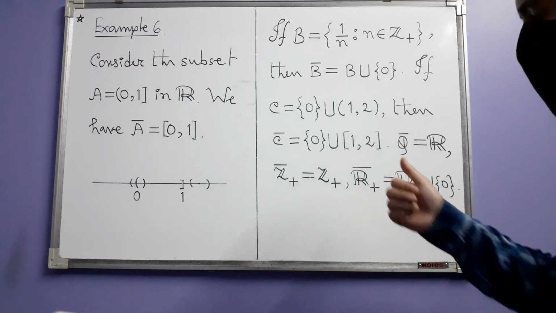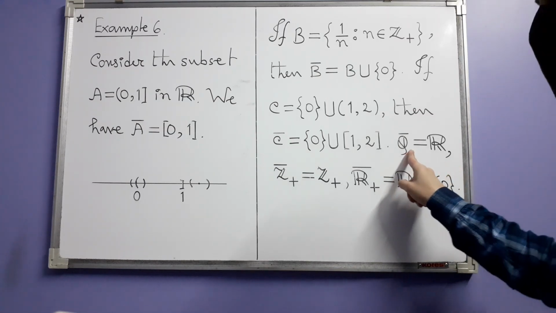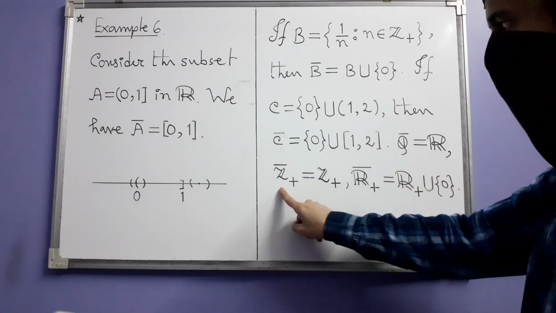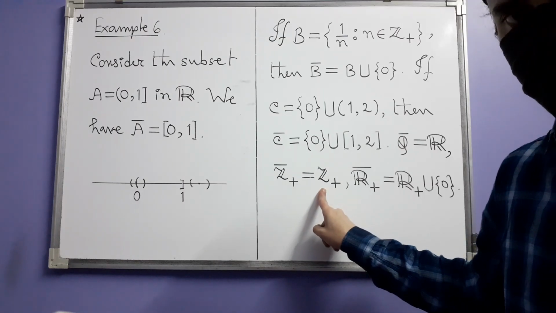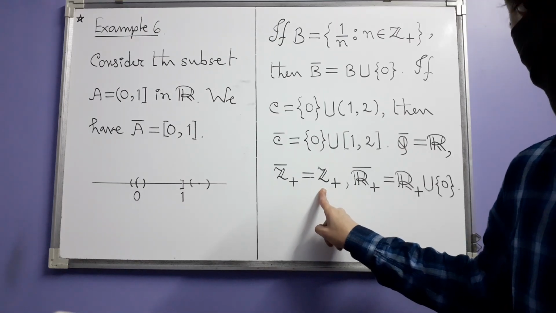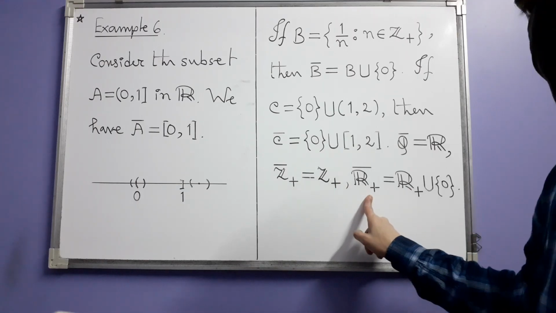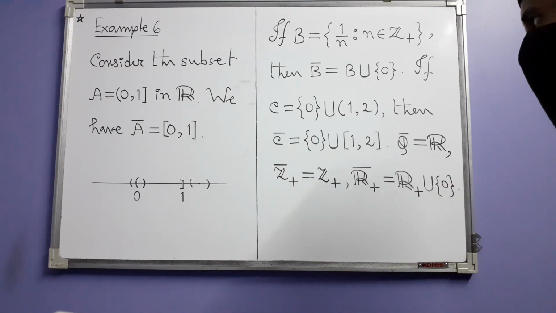And we have a few others also. The closure of Q, that means the rational numbers in R, is the entire R. The closure of the set of positive integers is the set of positive integers itself. So we don't get any new point here. The closure of the set of positive real numbers is the set of non-negative real numbers.